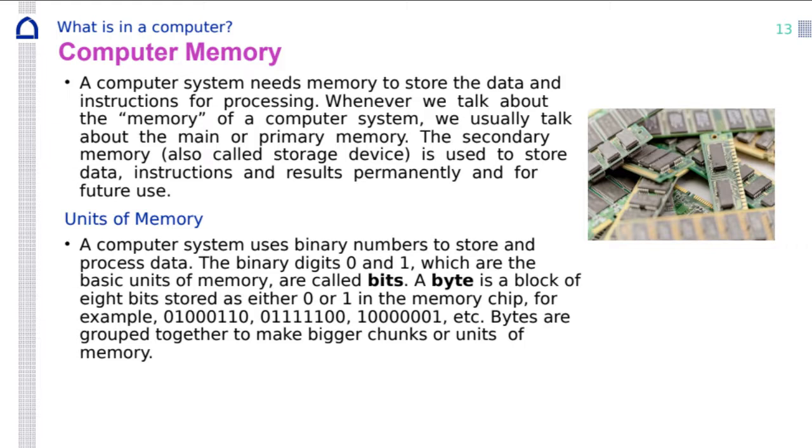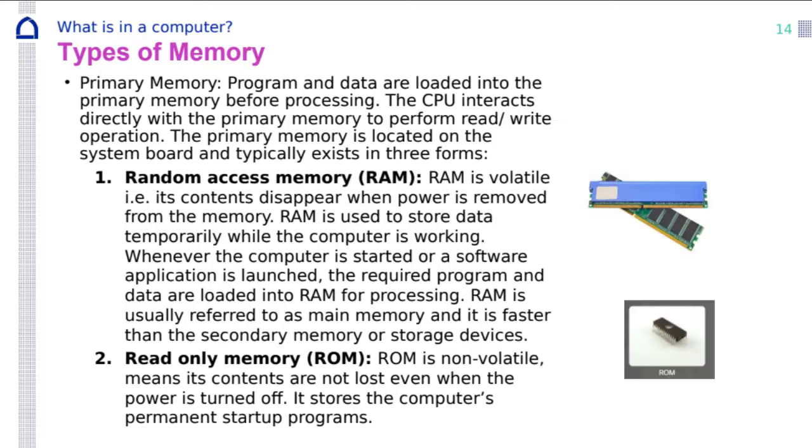The smallest unit of memory is what? A bit. And a bit could be 0 or 1. So a bit is either 0 or 1. A bit is a binary digit, and it is the basic unit of the binary system and the basic unit for the memory. If I have a block of 8 bits, it is called a byte. Bytes are grouped together to make bigger chunks or units of memory.